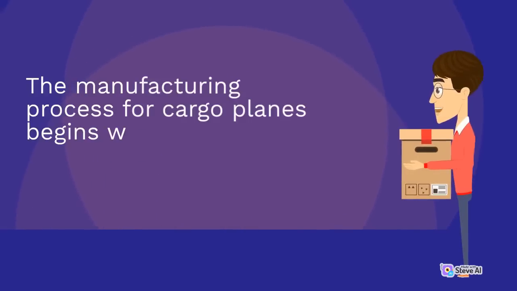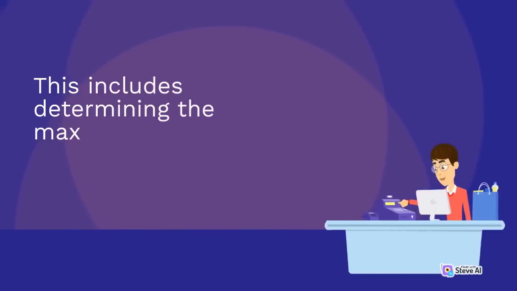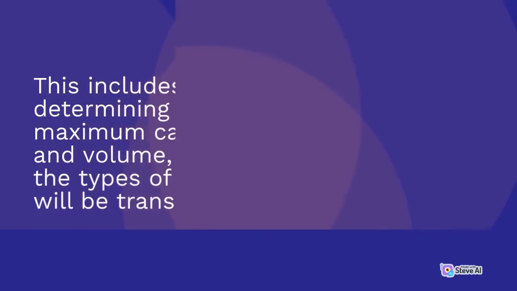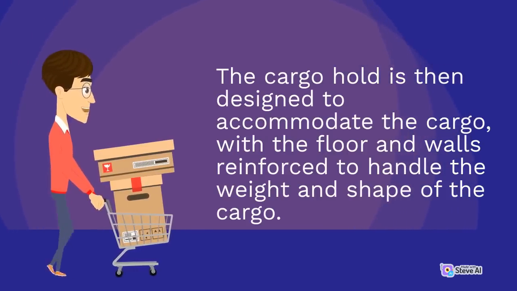The manufacturing process for cargo planes begins with designing the aircraft to meet the specific needs of the cargo being transported. This includes determining the maximum cargo weight and volume, as well as the types of cargo that will be transported. The cargo hold is then designed to accommodate the cargo, with the floor and walls reinforced to handle the weight and shape of the cargo.